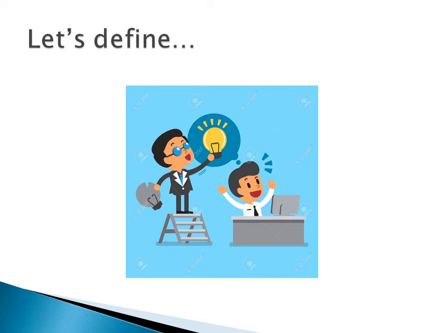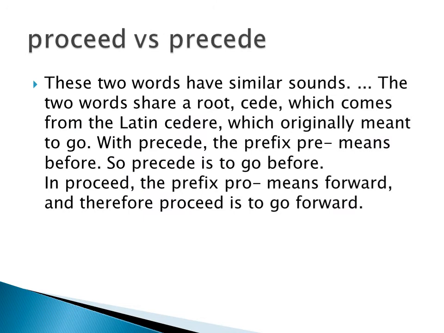Let's define every word. Proceed versus precede. These two words have similar sounds. The two words share a root, sede, which comes from the Latin sedere, which originally meant to go. With precede, the prefix pre means before. So precede is to go before. In proceed, the prefix pro means forward, and therefore proceed is to go forward.